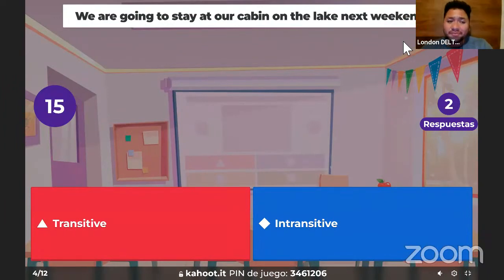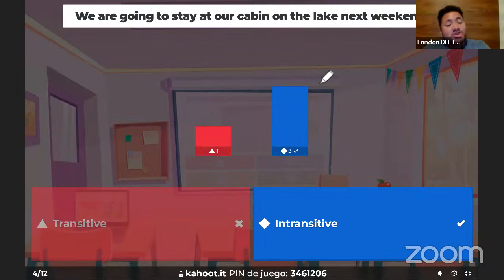Be careful. We are going to stay at our cabin on the lake next weekend. Entonces el verbo stay is transitive or intransitive. Exactly, is intransitive. Muy bien. So, again, going no es el verbo que busco, ¿ok? Es stay. Nos vamos a quedar en nuestra cabaña en el lago el próximo fin de semana.